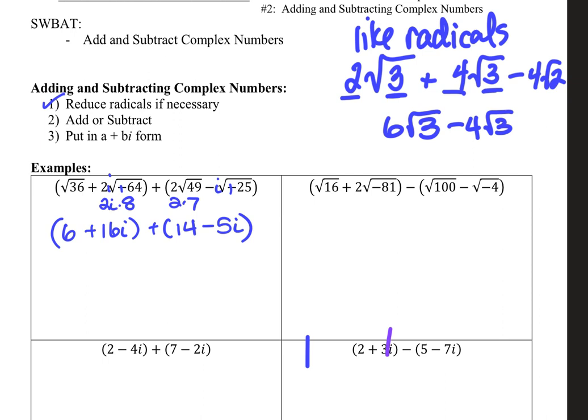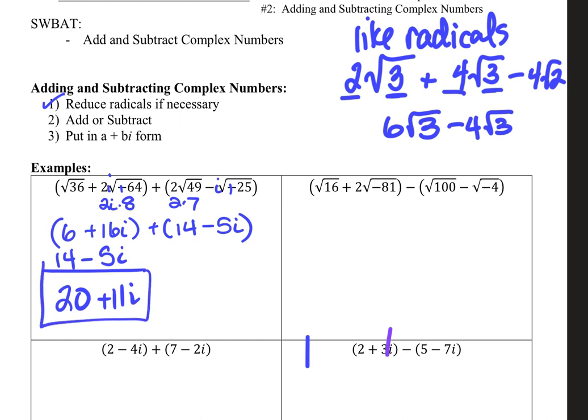Now we just combine like terms like we normally would. You can line it up like this, or you can just combine like terms. Just say 6 and 14, so it's 20 plus 11i. So i's work just like x's. You have 16 i's, you take away 5 of them, you have 11 left. And there we are, that's simplified.